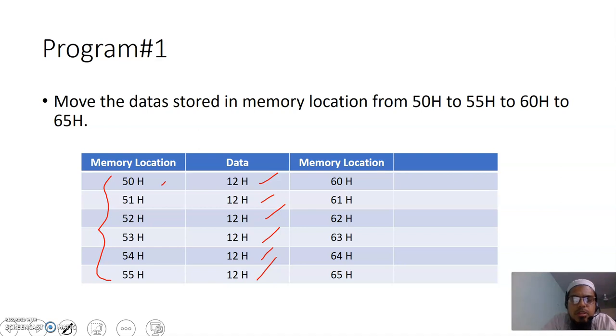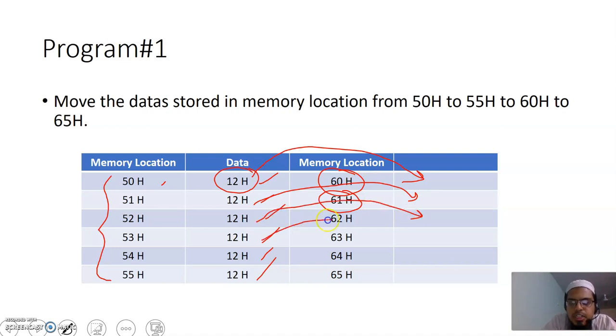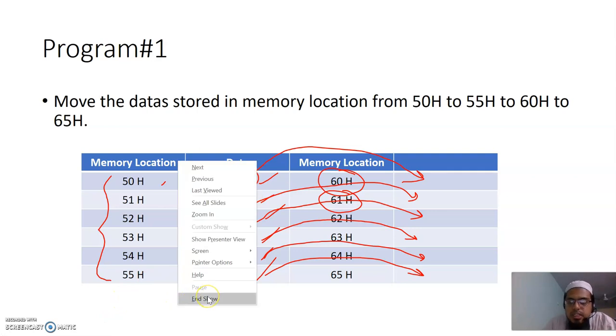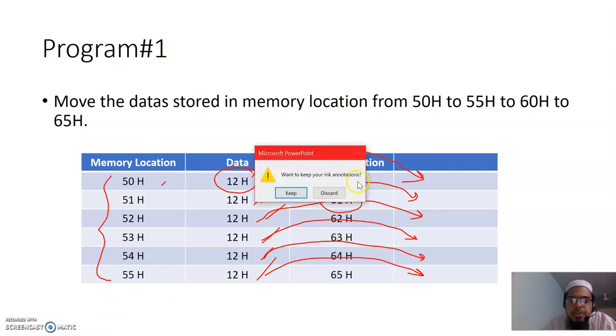The problem is to move each of these data to the memory location pointed by 60, 61 correspondingly. So this data here and 52 data will come to 62 memory location, 53 data will come to 63, and so on. So these need to be populated by the value, the data 12. So let us see how we can do it in ADSM.